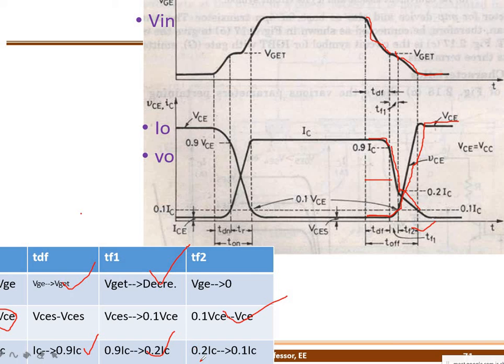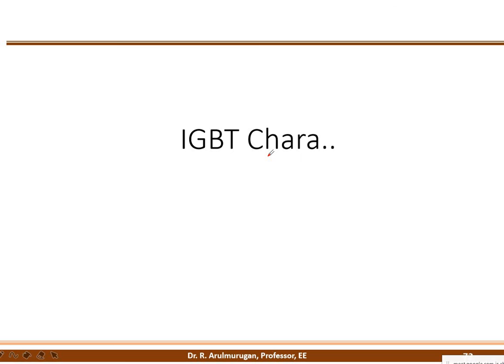0.1 IC, even 20% to 10%. That's all. So you will see the diagram and then explain that one concept. It is very simple. Okay, then the last part is the characteristics.